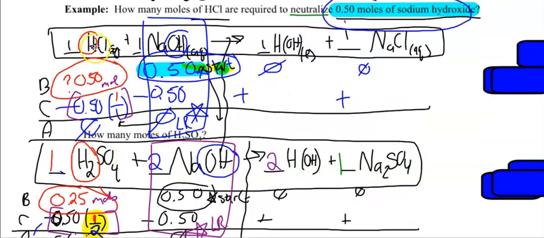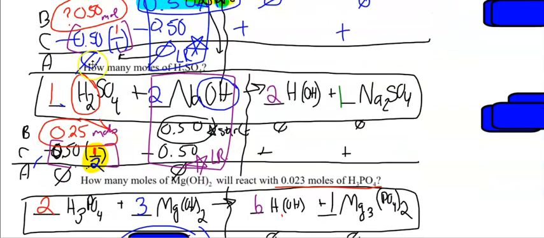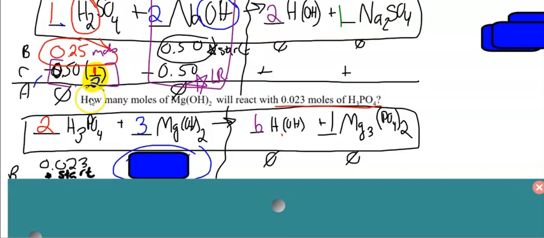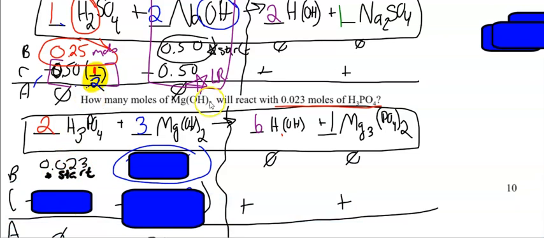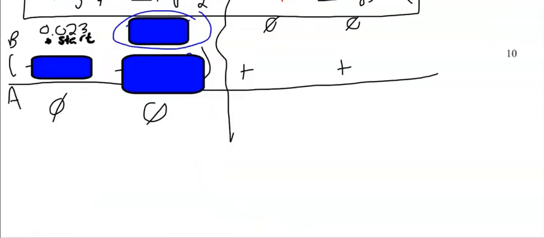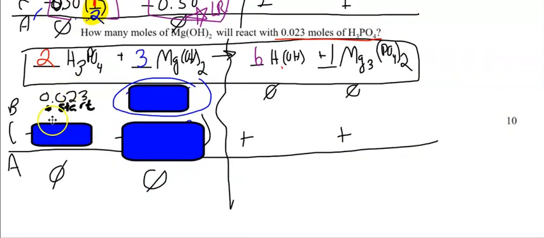So up here we have an acid with 1 proton. Here we have an acid with 2 protons. Now this time we have an acid with 3 protons. Okay, so let's go through and see what's going on here.